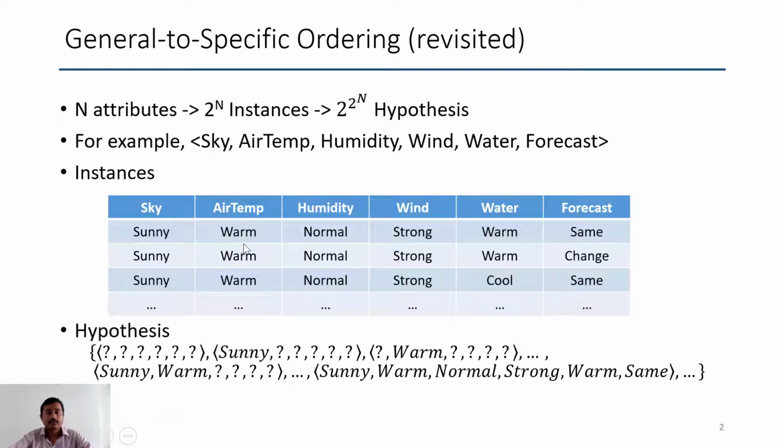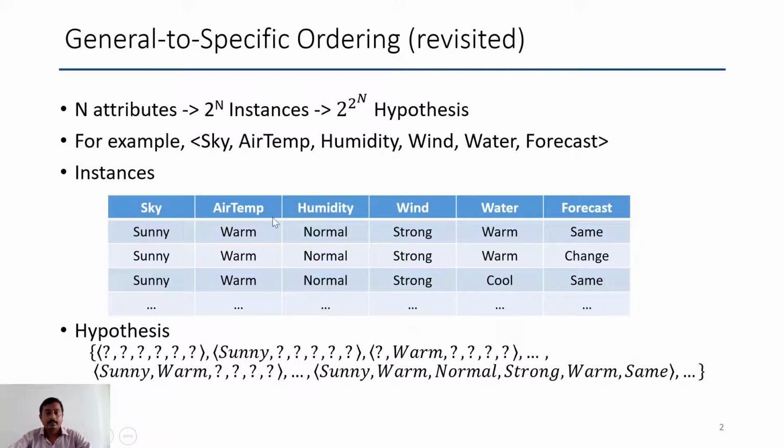So it will be 2 to the power n instances, right? It is just like a truth table. We know that for 2 variables we have 4 entries, and for 3 variables we have 8 entries in the truth table. So what is the formula? It is 2 raised to the power number of variables. In this case we have 2 raised to the power n, where n is the number of attributes. That's why from n attributes we get 2 raised to the power n instances.